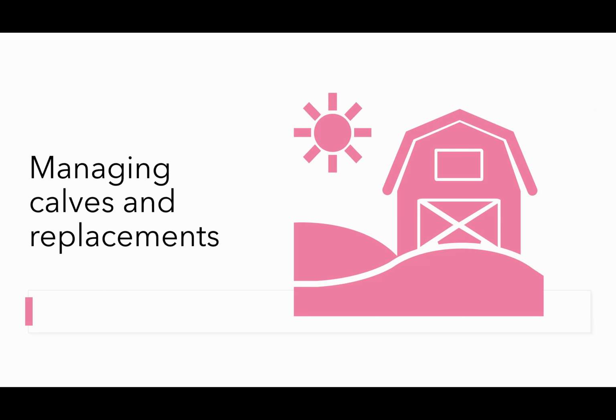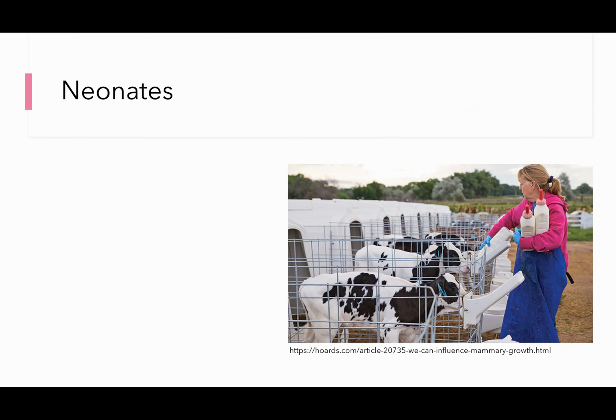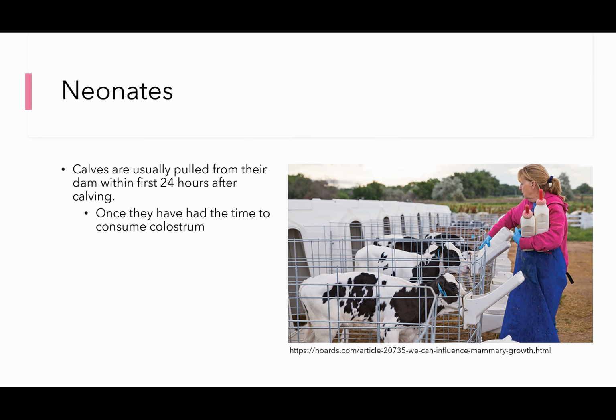Now, part of managing dairy cows is also managing their replacements. These are the young heifers, like I said, that will be raised and bred to be the next round of milking cows. Neonates are the ones that are just born. They're usually pulled from their dam, or their mother, within the first 24 hours of calving. And they give them a little bit of time because they need to have the colostrum to be able to pick up that passive immunity.